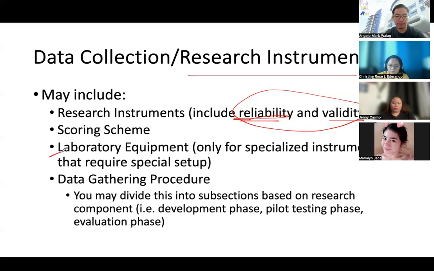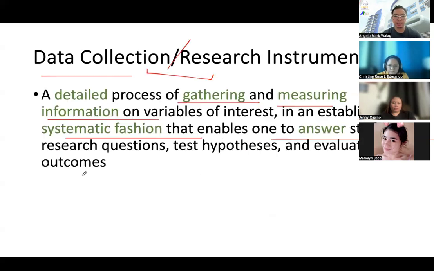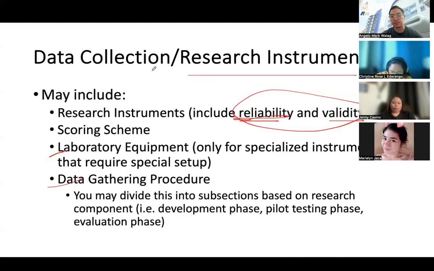Then laboratory equipment if you're doing lab, and then data gathering procedure. So for your data gathering procedures, katong data collection or data gathering procedures, you can split this into subsections. Like for example, your development phase, pilot testing phase, evaluation phase, or phase 1, phase 2, phase 3, and so on. Para klaro. Mas may man ang cluster na daan imong procedures kay para kabalo ka unsay imong una buhaton. And it should also reflect your problem statement.